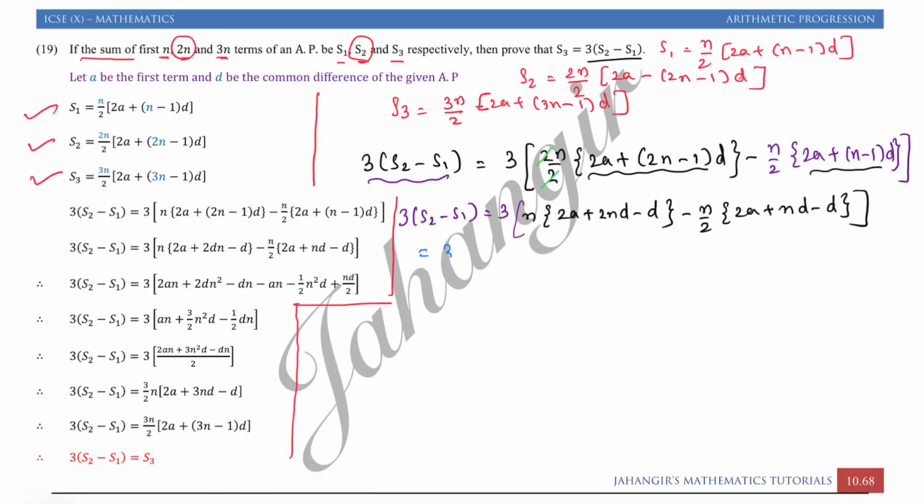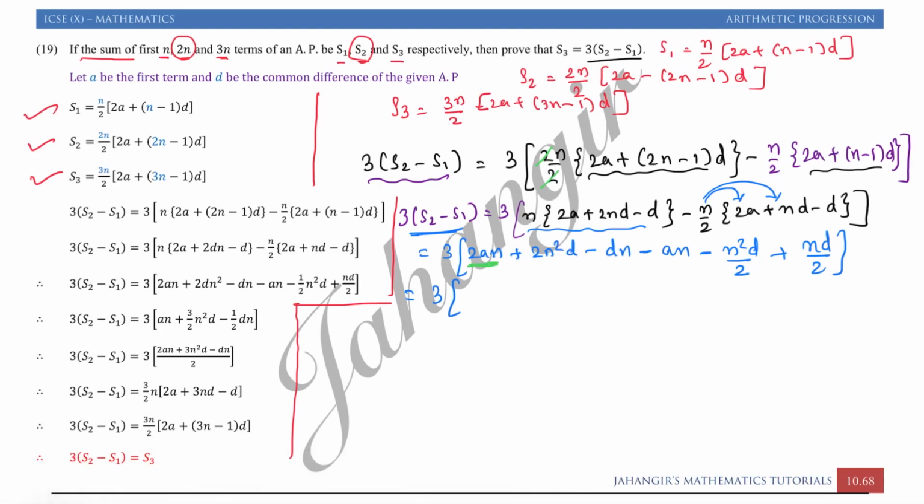Now next mein again 3, left side should remain same. 3, just multiply this part, 2an plus 2n square d minus dn, minus just multiply this with this, 2an upon 2, that is an, minus plus is minus, over here we will get n square d by 2, minus minus will become plus nd by 2. So therefore 3, collect like terms.